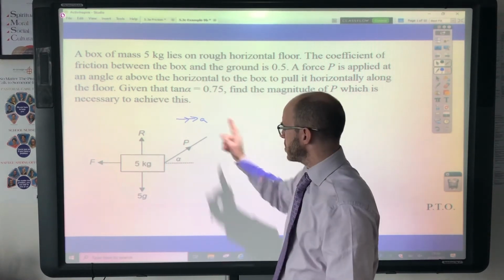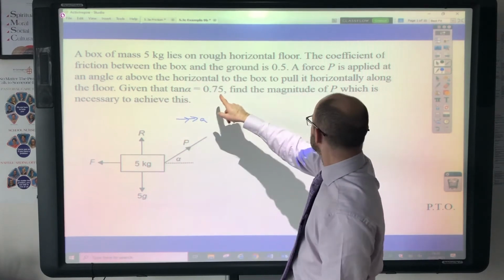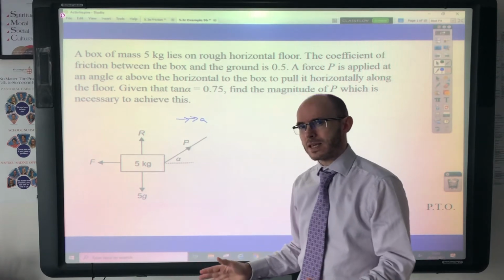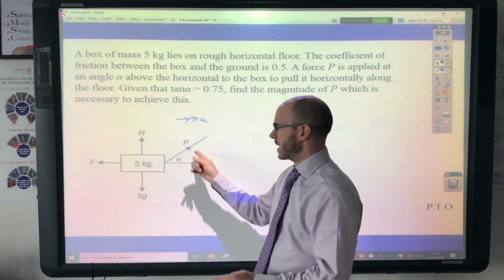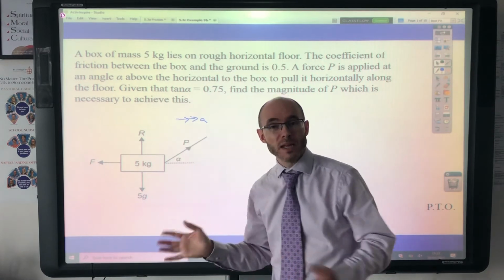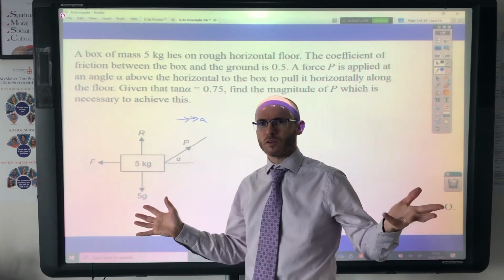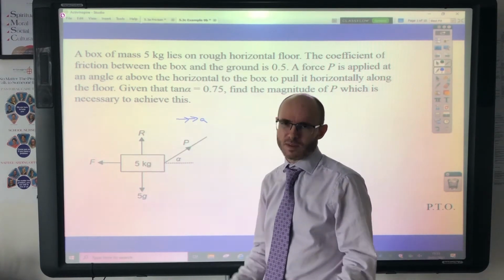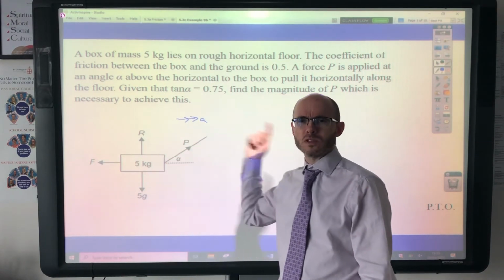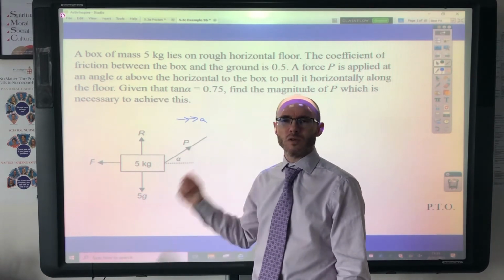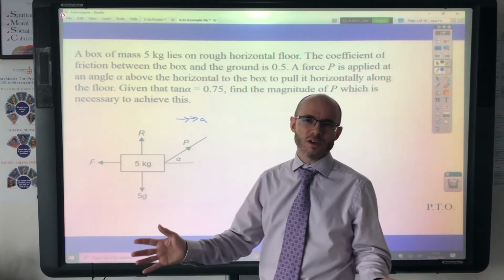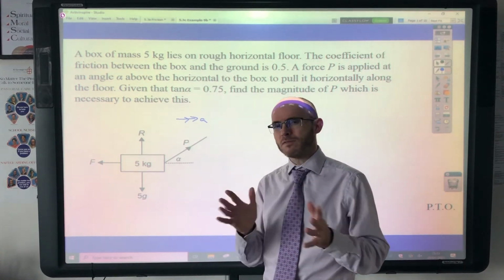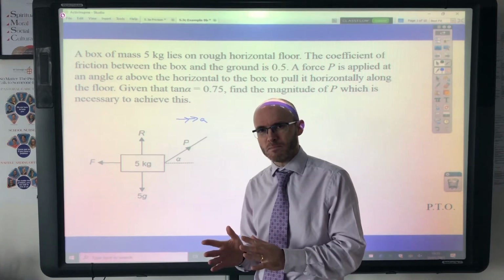A couple of things. In reverse order, part A says find the magnitude of P which is necessary for it to start moving. Let's go bananas. If P was, say, 1,000,000 newtons, of course it's going to move. If it's 100,000 newtons, of course it's going to move. What about if P was 100 newtons? What if it's 50 newtons? What if it's 30 newtons? You don't know, do you? What we're looking for is the minimum value of P required for it to start moving.